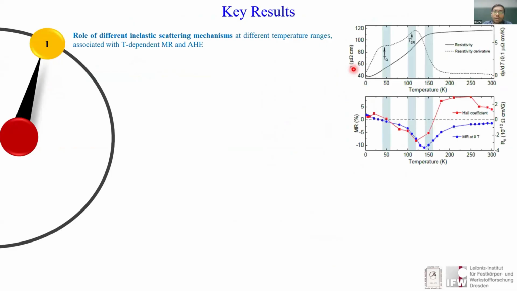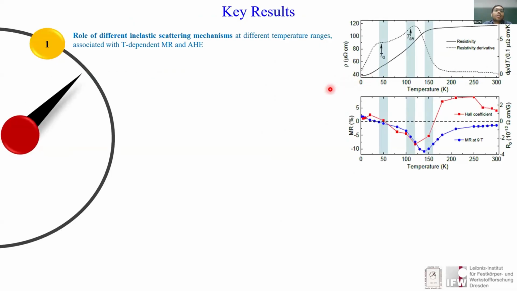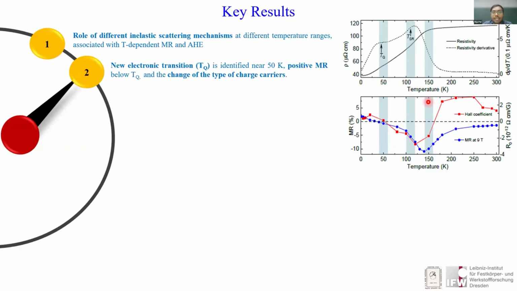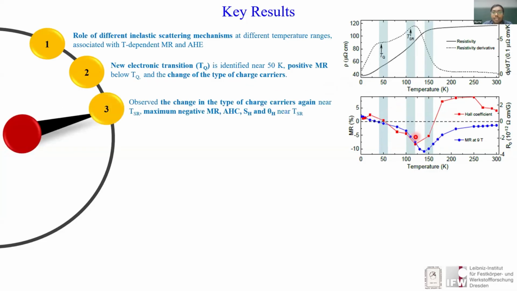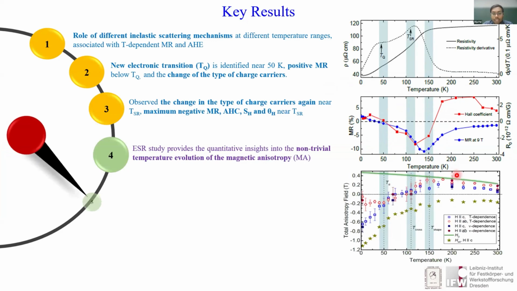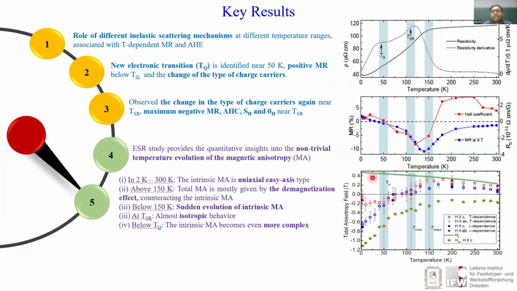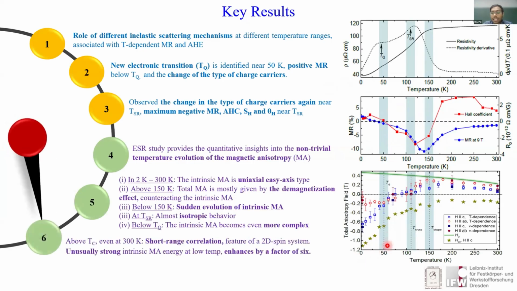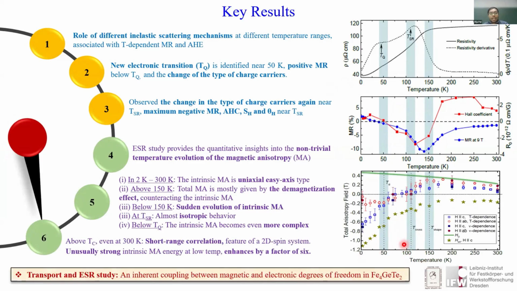So finally, I would like to conclude here. We have seen different inelastic scattering mechanisms at different temperatures. We have identified a new electronic transition. We have seen maximum negative magnetoresistance near the spin orientation, and also the ESR study shows quantitative insights into the non-trivial temperature evolution of magnetic anisotropy. And interestingly, we can see that all the transport results and ESR results match at those temperature points. That indicates that there is inherent coupling between electronic and magnetic degrees of freedom.